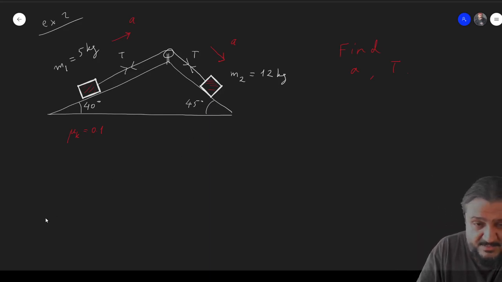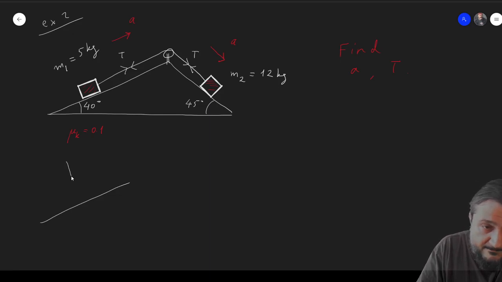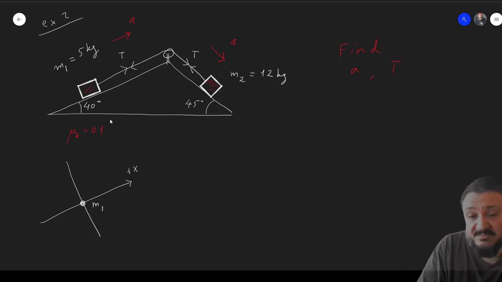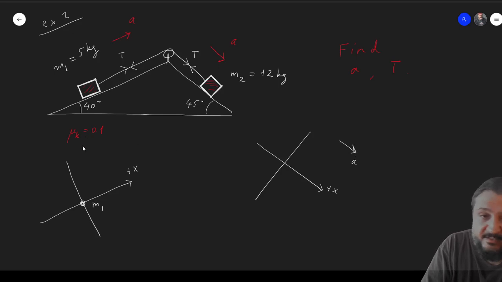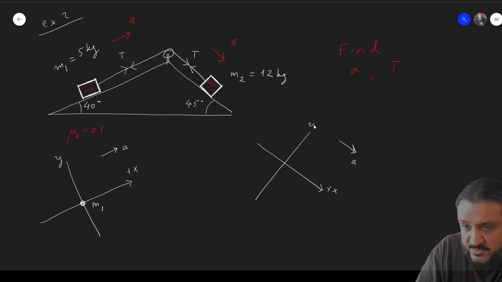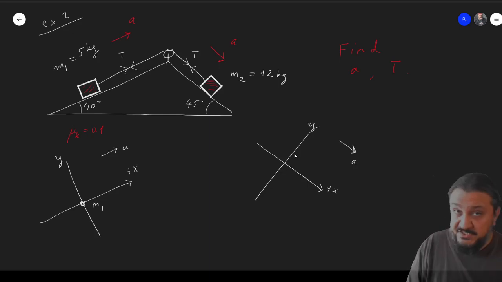Okay, free body diagrams. Now here's your M1. I'm going to pick the positive x direction as this one, because I know it's moving in that direction. So M times A will be positive if I do that, just to make it simple. I can do the same trick on the right-hand side for the free body diagram for the second one. If I pick this as my positive x direction, I will end up with a positive MA. So this is A here, this is A over there. This is the y direction here, and this is the y direction here.